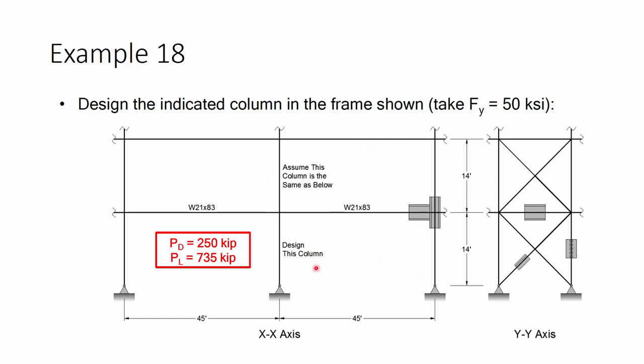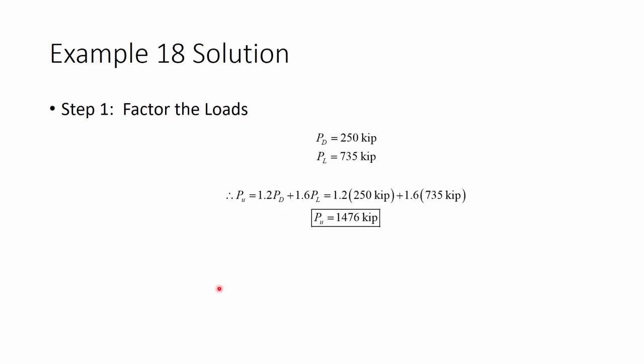Now we're going to be designing this column here on the first floor. For the example, we're going to assume that this column is the same as the one below it, for the purposes of computing our G values when we calculate K. The beams that frame in on this upper joint are 21 by 83s. They're 45 feet long. We have a pinned boundary condition on the bottom, and this column is subjected to a dead load of 250 kips and a live load of 735 kips.